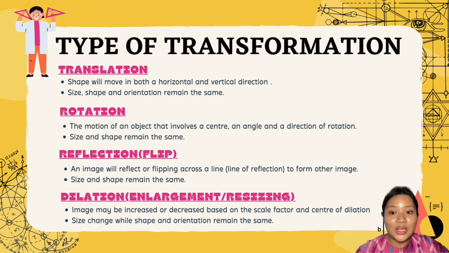And the third one is reflection, also known as flip. An image will reflect, or flip, across a line, known as the line of reflection, to form another image. So the size and the shape will also remain the same. And the fourth one is dilation, also known as enlargement or resizing of an image. The image may be increased or decreased based on the scale factor and center of dilation, and the size will change while the shape and its orientation will remain the same.